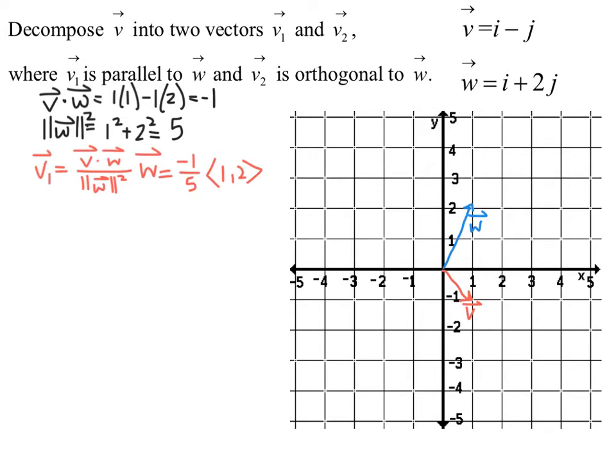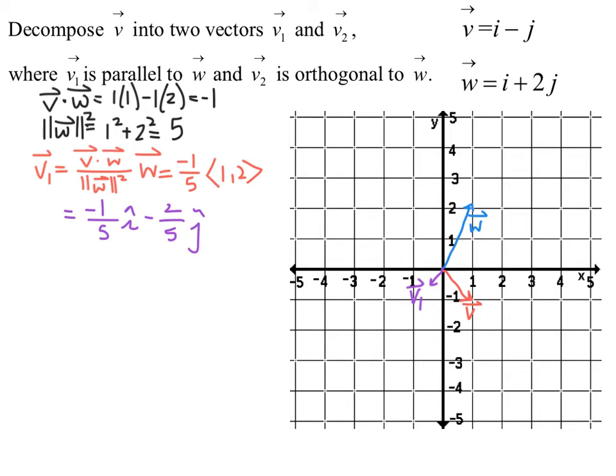So v sub 1 is parallel to vector w. So we have v dot w divided by the magnitude of w squared times vector w. So v dot w is -1, the magnitude of w squared is 5, so you end up with -1/5, and you want to multiply that number by vector w. So go ahead and pause the video and find vector v sub 1. So you end up with -1/5 i hat minus 2/5 j hat.